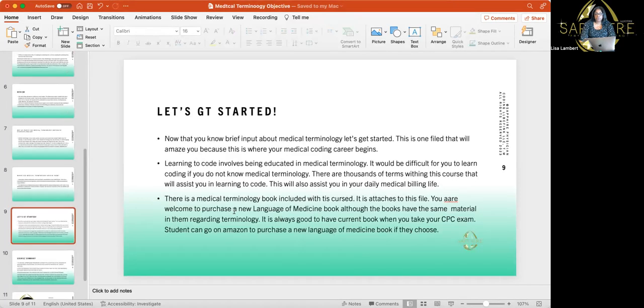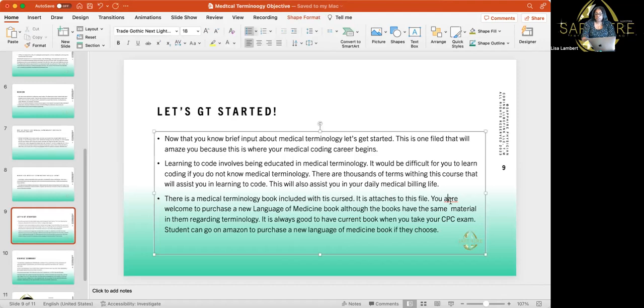Okay, so this is just a welcome. Now that you know a brief input about medical terminology, let's get started. This is just letting you know what's going on in the classroom. You see how I found these little things? This is not out here yet because I still need to clean up a couple of things, so let me brief this with you. I put that out a couple of weeks ago, but at this stage in medical terminology, it's ready to go. You guys want it, you can have it.